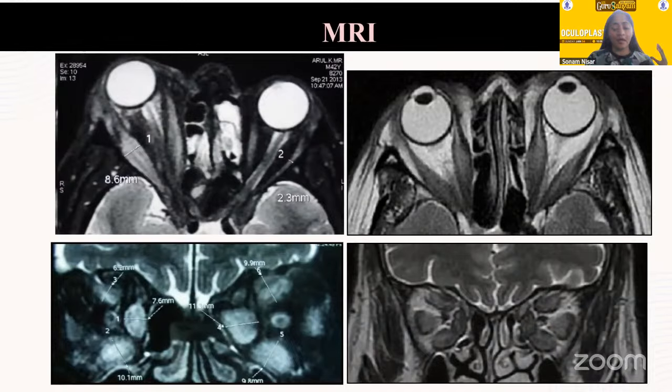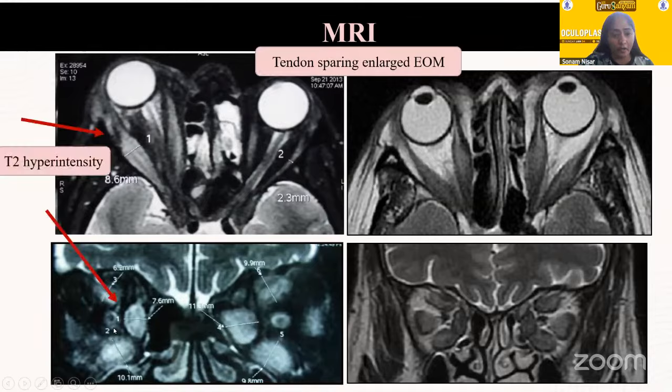Next, we do an MRI. MRI will tell us the activity of the muscles and the compression at the level of the optic nerve. So you see here the Barrett's index that is taken at the mid-orbit level, suggestive of a compressive optic neuropathy.